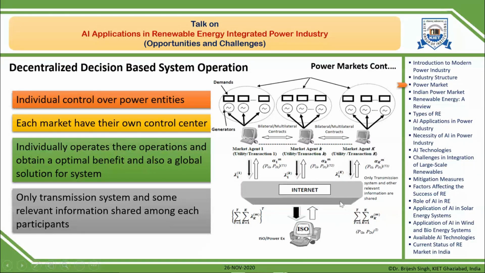They are only working to look after all the technical parameters and technical constraints in the market structure, but they are not interfering in the business model or the marketing strategy of the individual utility. So a lot of different optimization techniques and decision-making strategies are used for maximizing the benefit in the power market.